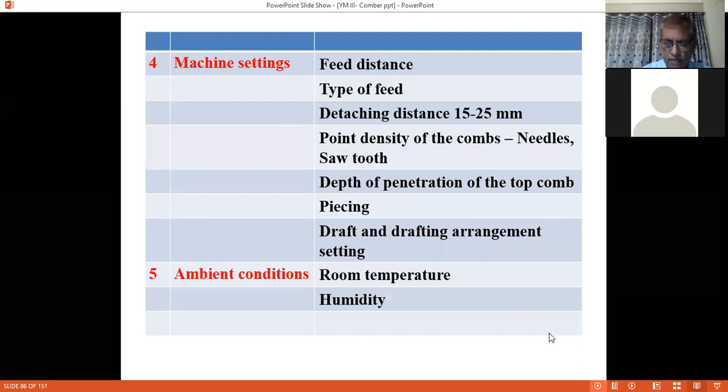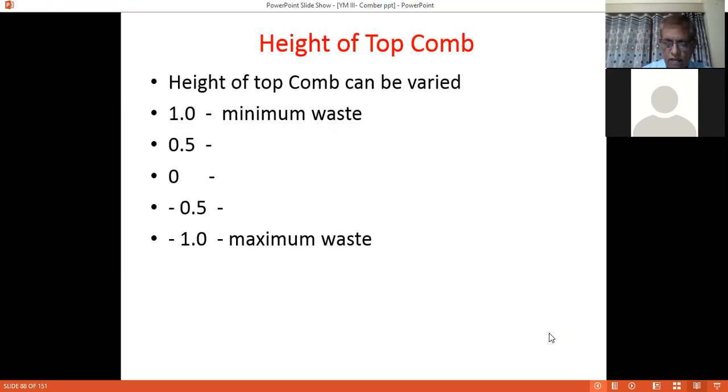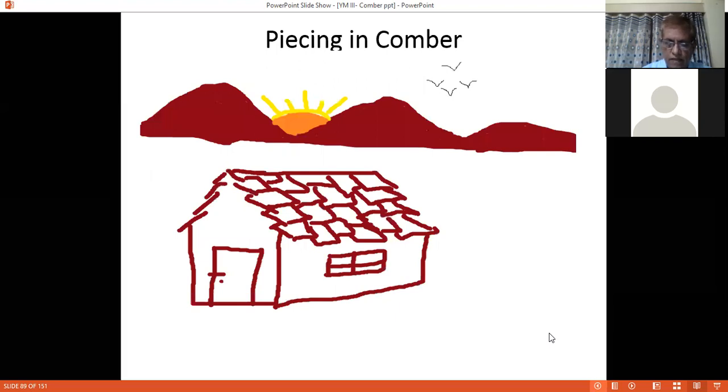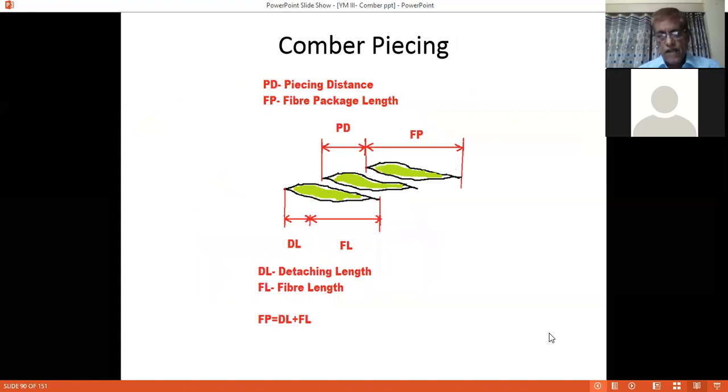Next point is piecing. As we know, in the comber, the piecing is based on the roofing system of this hut. That is, they are thatched tiles. They are placed one above another. In the same way, the cotton fringes are placed one above another, and there is overlapping of the fiber fringes, and the basic principle has been taken from this.